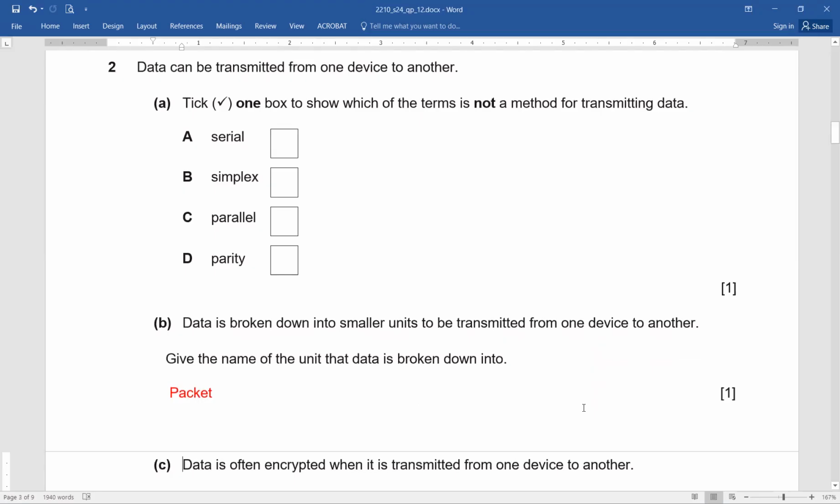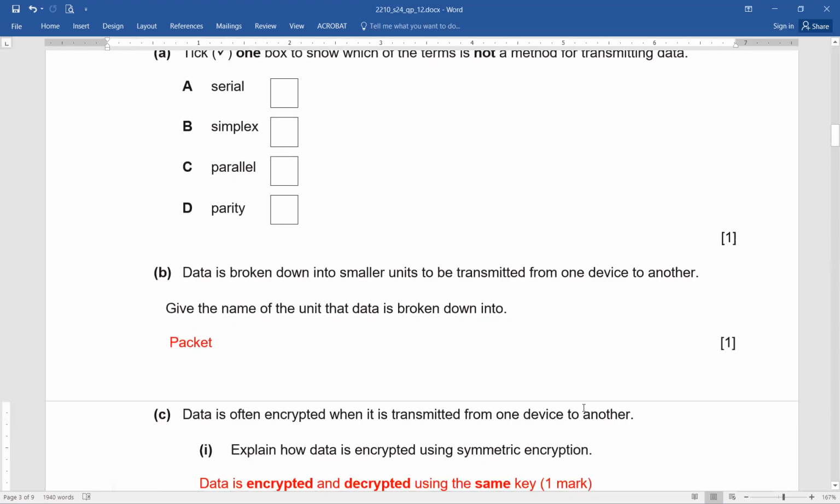Data is broken down into smaller units to be transmitted from one device to another. Give the name of the unit that data is broken down into. Packets, so simple, data packets. We have been talking about this term so often. Part C. Data is often encrypted when it is transmitted from one device to another.